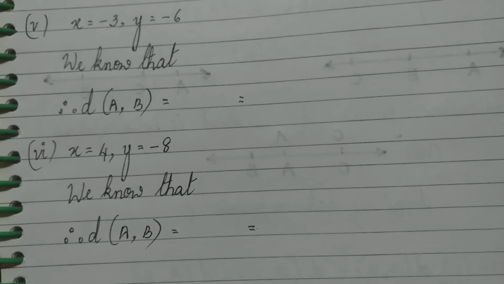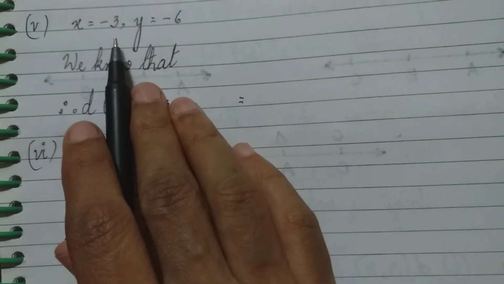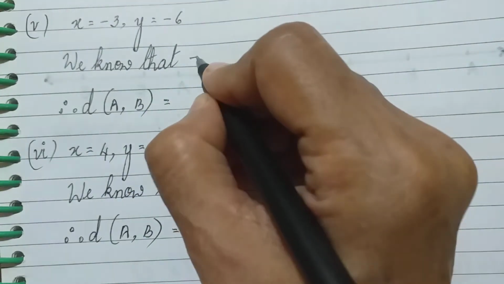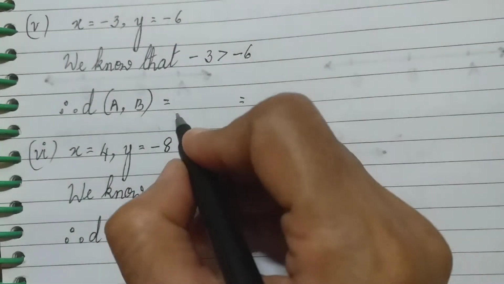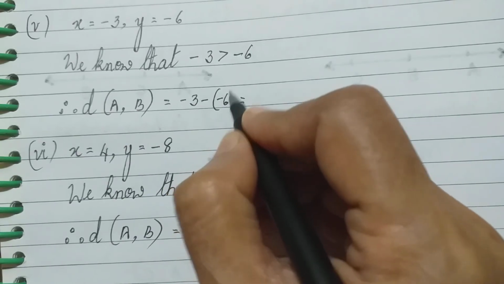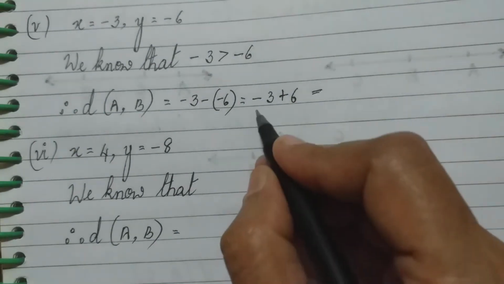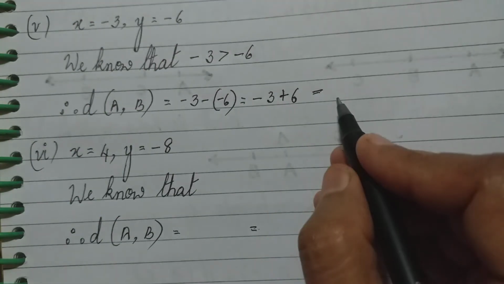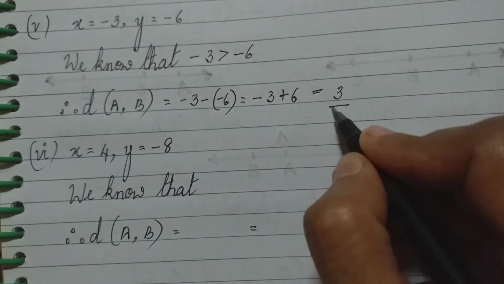Going to x equal to minus 3, y equal to minus 6. Here also both are negative. So, the smaller number with the negative sign is greater than the bigger number with the negative sign. Therefore, minus 3 greater than minus 6. Therefore, the distance between the points A and B is minus 3 minus of minus 6. That is minus 3 plus 6. Now, among these two, we see that the bigger number is having the plus sign. Therefore, your answer will be plus. 6 minus 3 is 3.